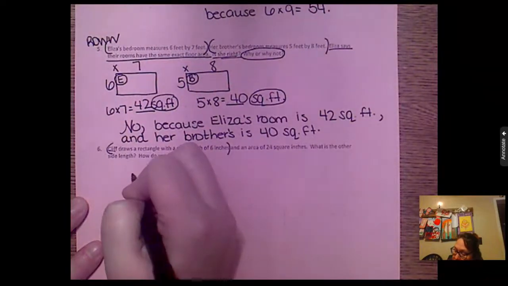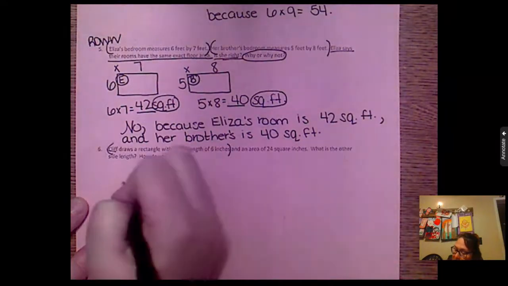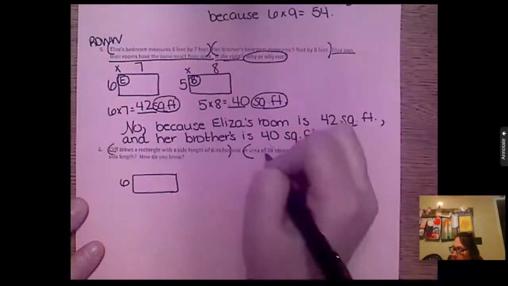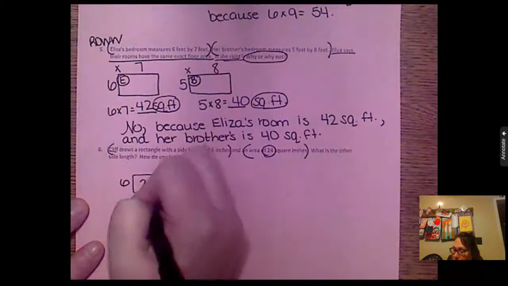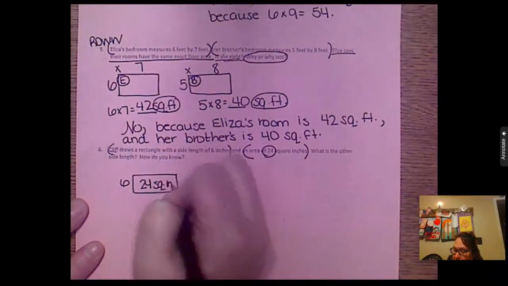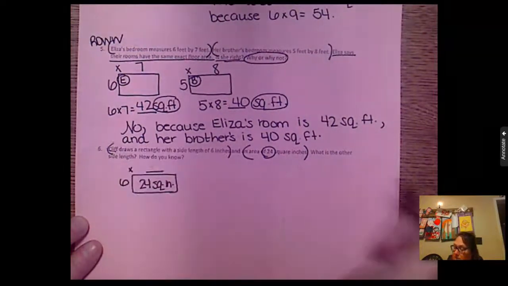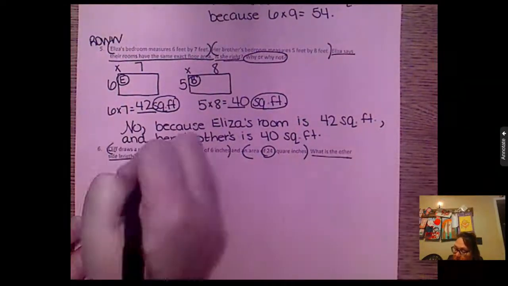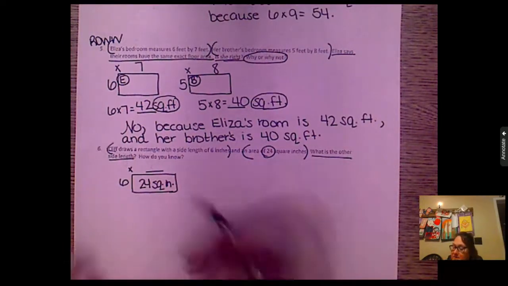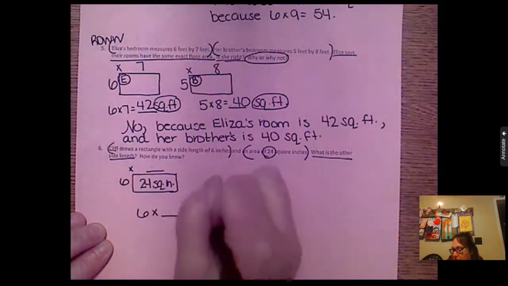Okay, so Cliff draws a rectangle with a side length of 6 inches. So I'm going to draw a rectangle, and it has a side length of 6 inches, and it has an area of 24 square inches. That would actually be like the total, right? So if it was 24 square inches, I'm looking for that missing side length there. So 6 times what equals 24, because we want to know what is the other side length. And actually, I'm already thinking about this. It's okay. I'll tell you what I'm thinking after. So I want to say 6 times what equals 24.